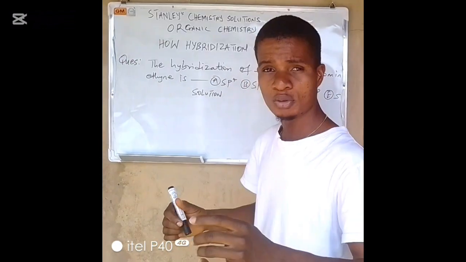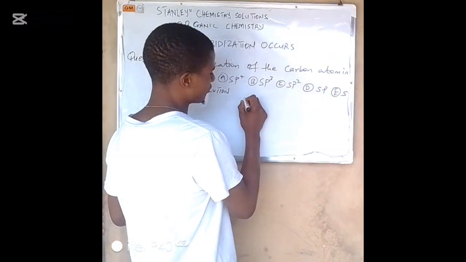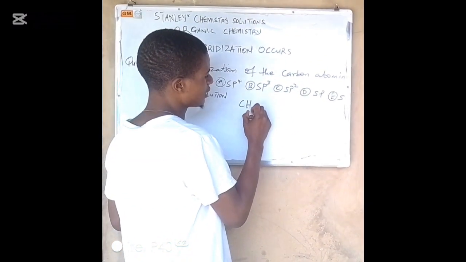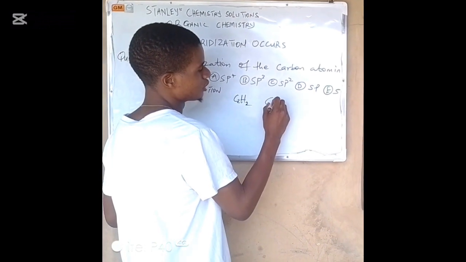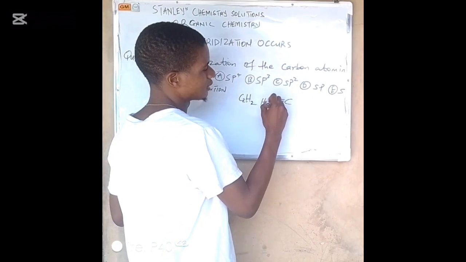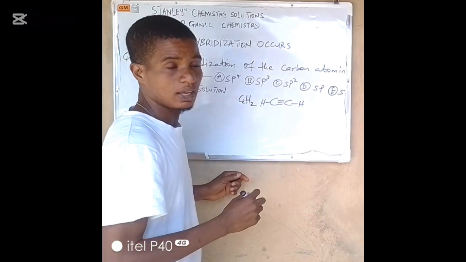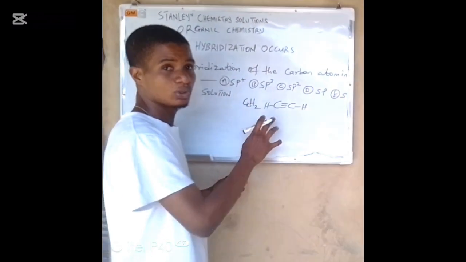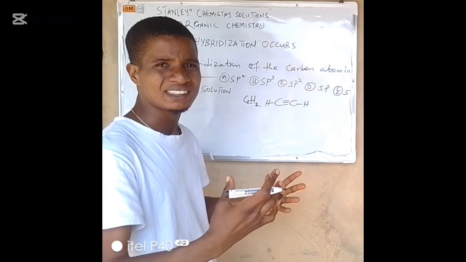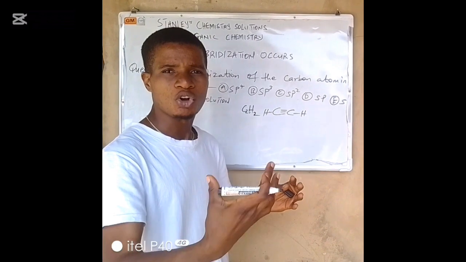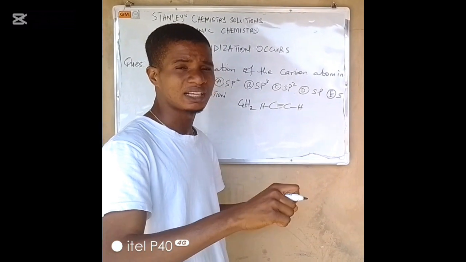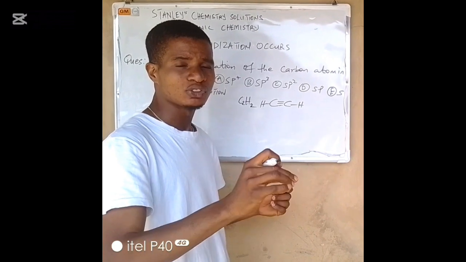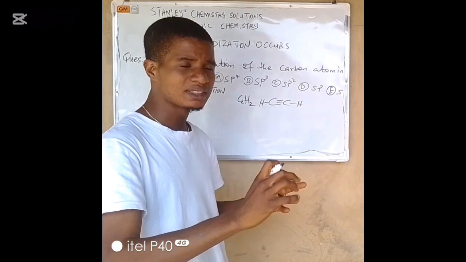Good. Now, first of all, we'll start by what? This is ethyne, C2H2. If you are to draw it, we draw something like this. This is ethyne. Now, what is hybridization and how does it occur? Hybridization is just the mixing of the atomic orbitals of an atom. You make the atomic orbitals equal by mixing them together.